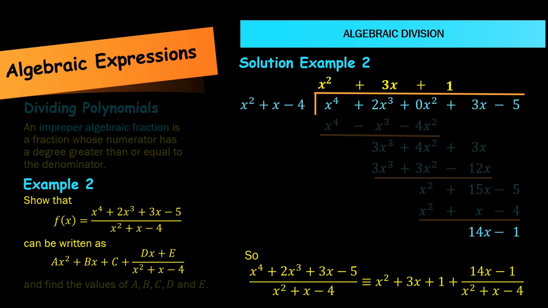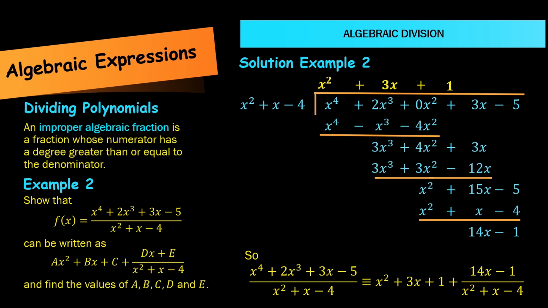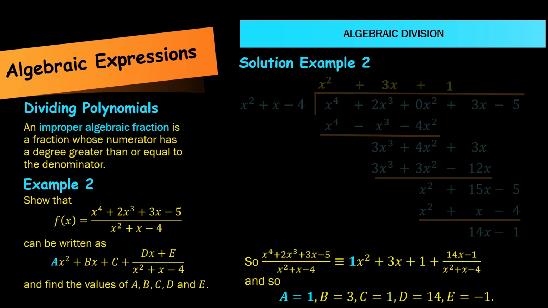So if we answer the question we were originally asked, in other words, find the values of a, b, c, d, and e, we have that a equals 1, b equals 3, c equals 1, d equals 14, and e equals minus 1.